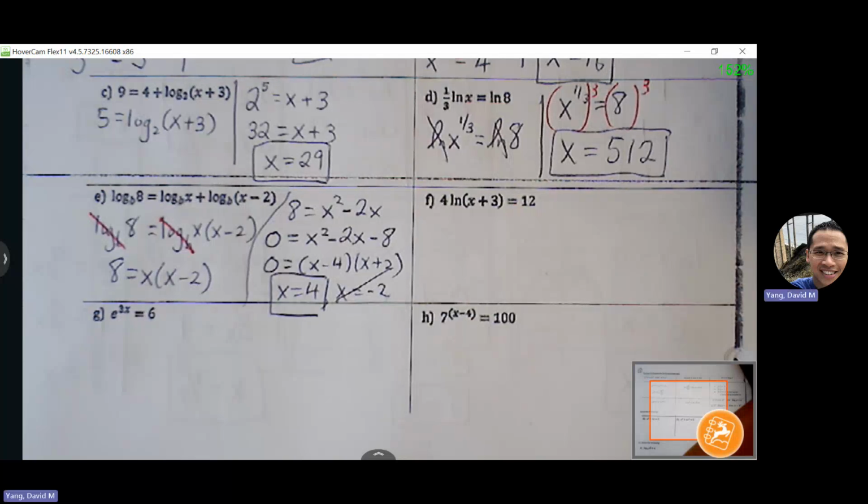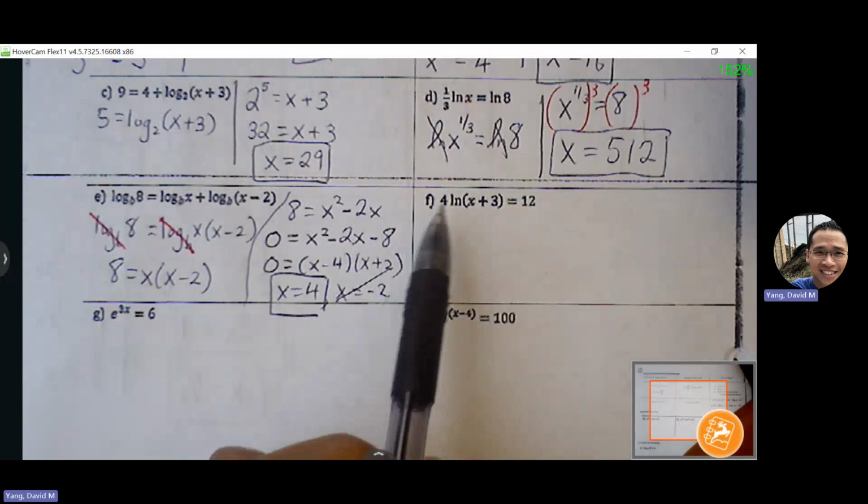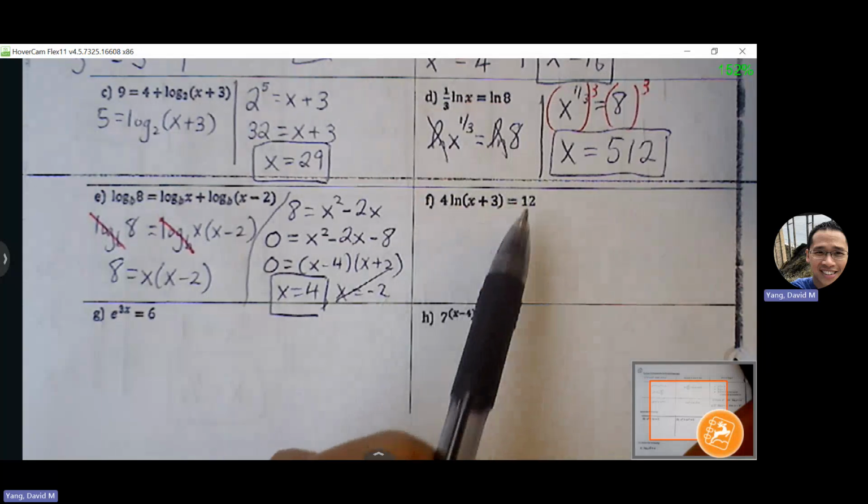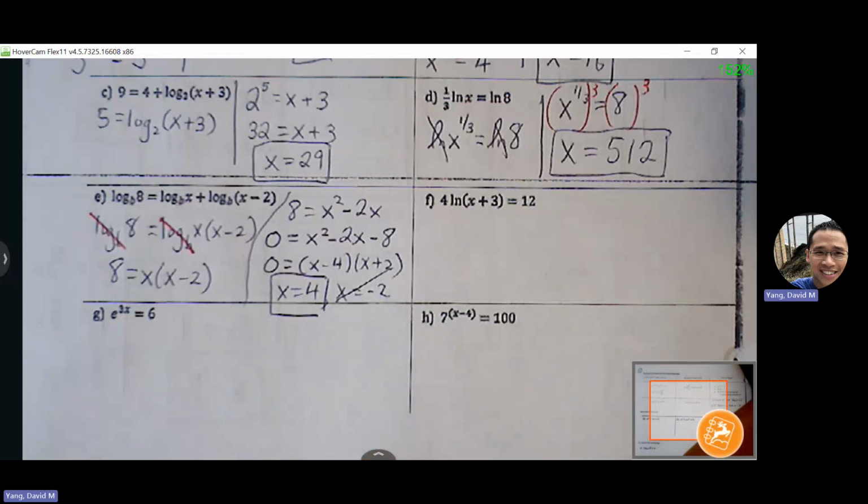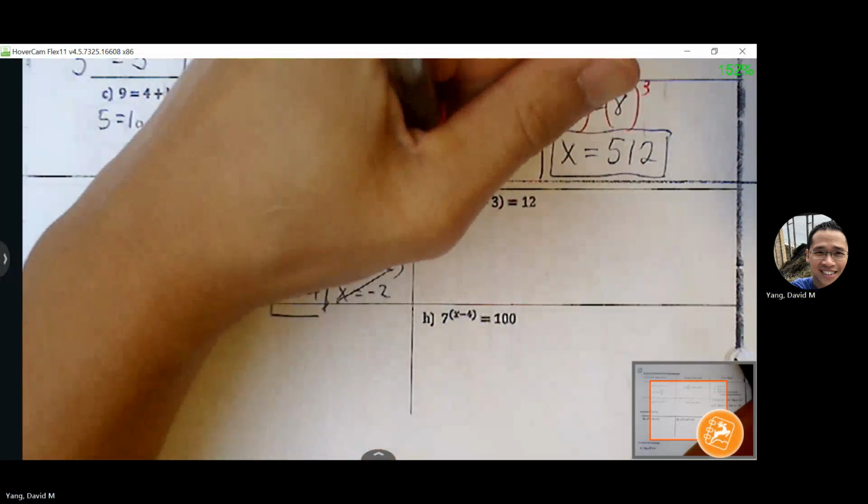Okay, part F. I want to get to x, but x is stuck inside the natural log. But first, let's see if we can do some cleanup. The 4 and 12 can actually divide out. We can move that 4 over.